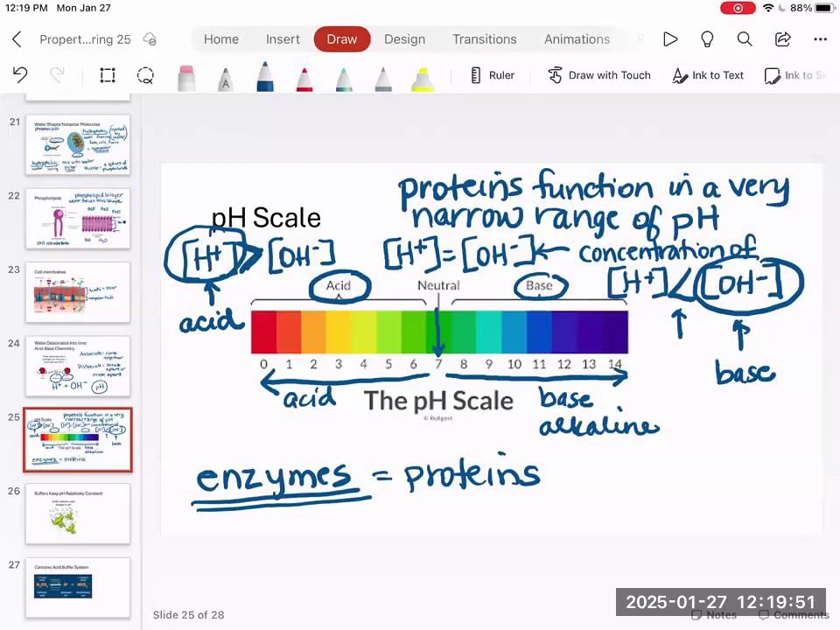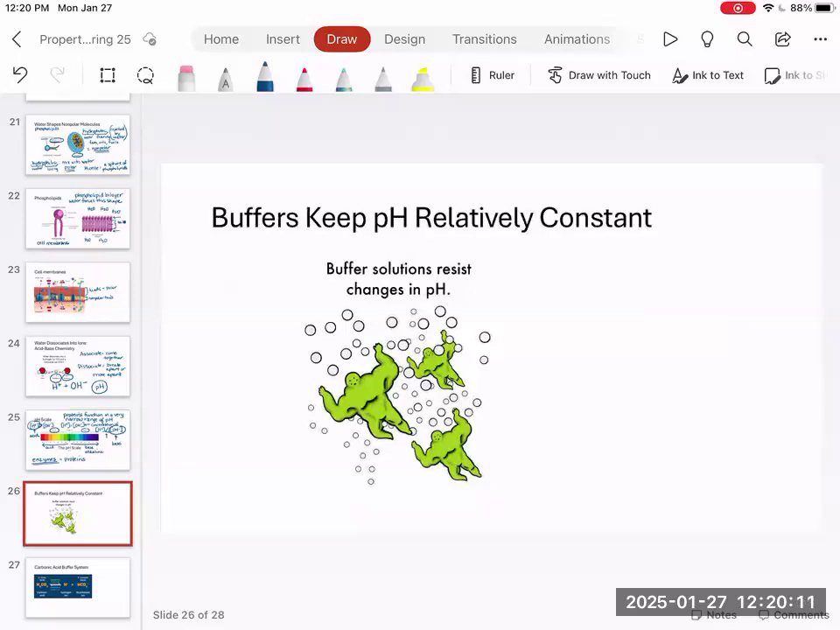The key, though, is depending on what area of the body we're talking about, the pH is different. And that pH needs to stay constant for whatever normal is in that area of the body. And the way we keep that pH constant is using something called buffers. Buffers keep pH relatively constant. They resist changes in pH, whatever is normal for that region of the body. Buffers do not keep pH neutral, because there's pretty much no area of your body that is exactly 7.0.